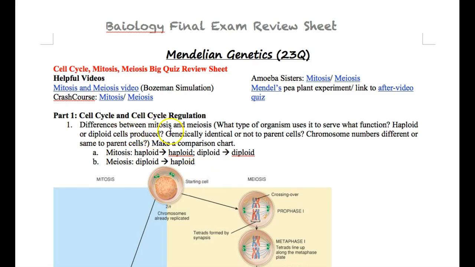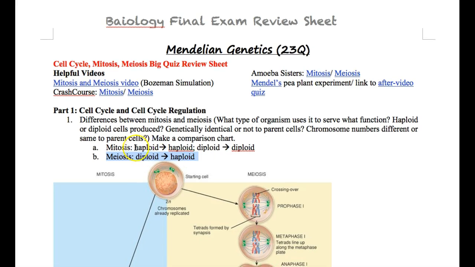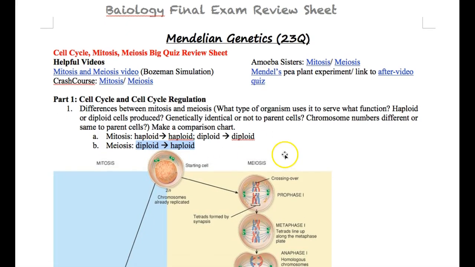So here there are some differences between mitosis and meiosis. What are they? First off, what do we start with for the parent cell? For the parent cell, mitosis can start with haploid or diploid. Meiosis has to start with diploid, right? And then for the daughter cells produced, for mitosis, if we start with a haploid, we end with a haploid. If we start with a diploid, we end with a diploid. For meiosis, we start with a diploid and we end with a haploid.